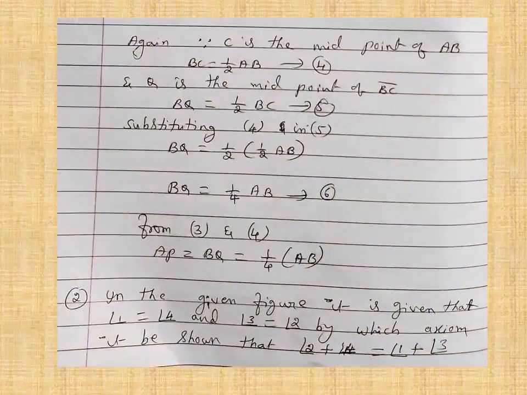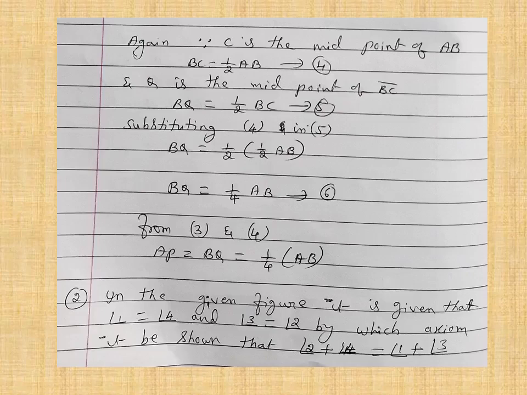Again, because C is the midpoint of AB, BC equals half of AB. Call this statement 4. And Q is the midpoint of BC, so BQ equals half of BC. Call this statement 5. Substituting 4 in 5, we get BQ equals half, inside the bracket, half of AB. That means BQ equals 1/4 of AB. From 3 and 4, AP equals BQ equals 1/4 of AB.